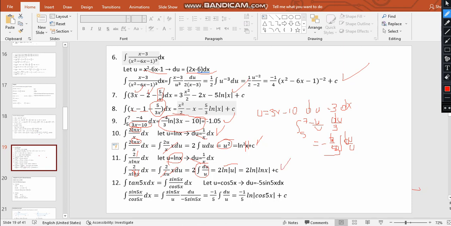Here, tangent is sine over cosine. Let u equal cosine 5x. So du equals minus 5 sine 5x dx. I have named this u, and dx is du over minus 5 sine 5x. So these two cancel out. You're going to get minus 1 over 5 du over u, and the integral of du over u is ln |u|, where u is cosine 5x.